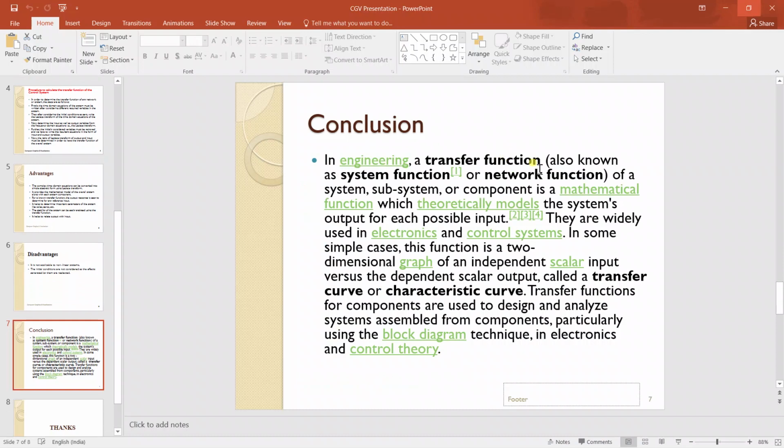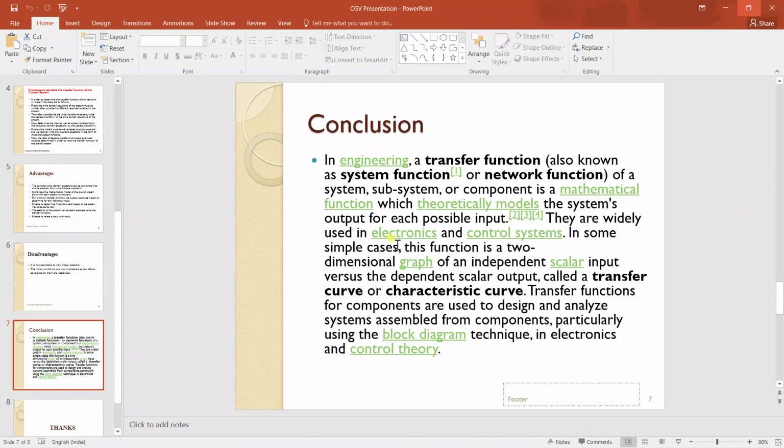Now the conclusion. In engineering, a transfer function, also known as a system function or network function of a system or component, is a mathematical function which theoretically models the system output for each possible input. They are widely used in electronics and control systems.